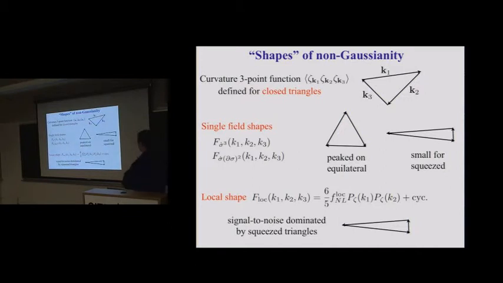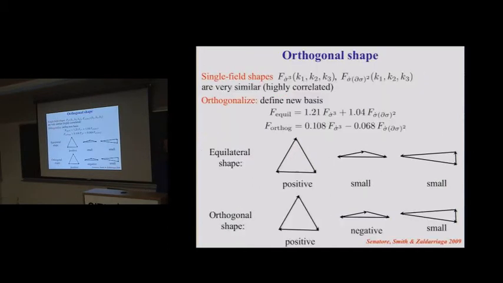The local shape that arises in multi-field inflation, that's characteristic of multi-field inflation, on the other hand, has signal to noise that's dominated by squeezed triangles. So the single field shapes are distinct from the local shape and should be thought of as more or less independent parameters. One more thing before I get to the data analysis.